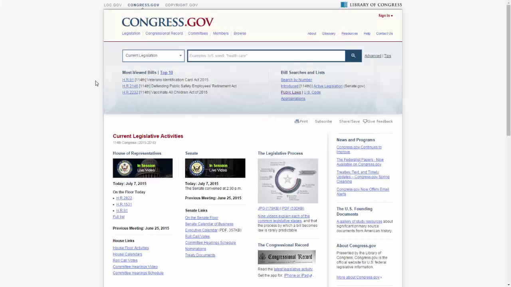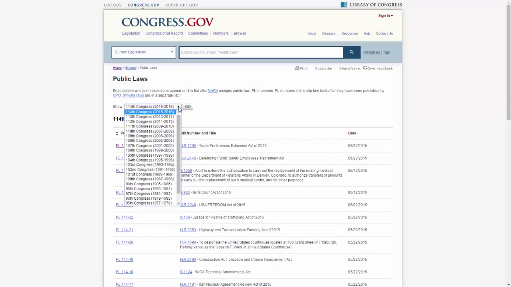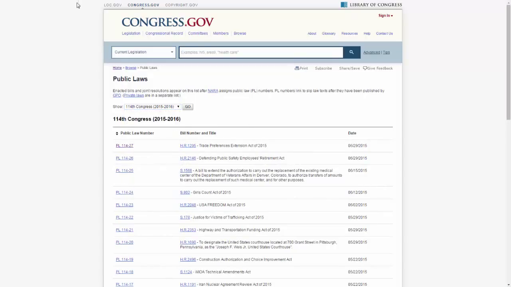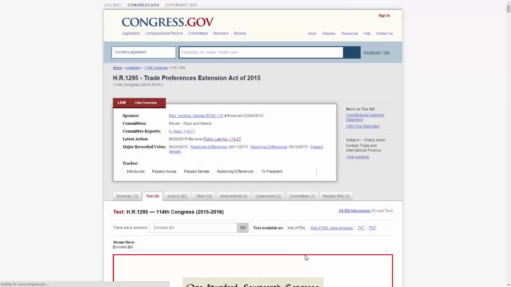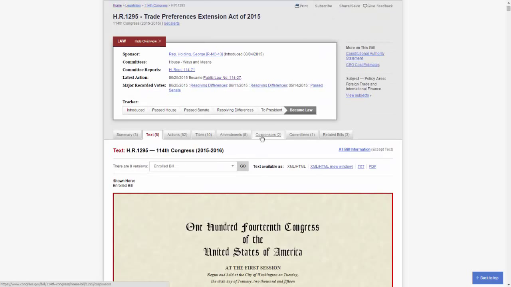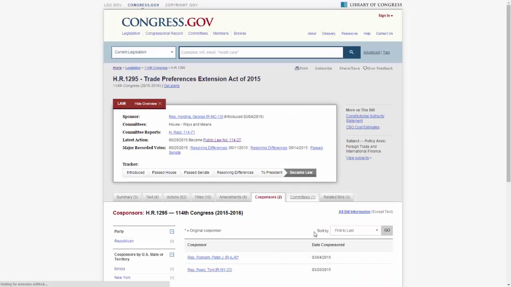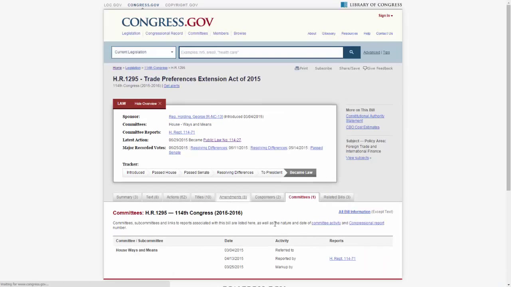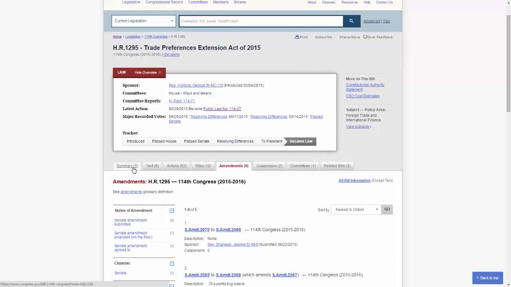Okay, let's jump into congress.gov. Remember, congress.gov is hosted by the Library of Congress, and this is our source of federal legislative materials for fairly recent legislation. You can locate public laws here all the way back to the 93rd Congress, so from 1973 to present. If we click on any of our public laws here, you'll see the legislative text itself, its co-sponsors, the committee to which it was referred, the amendments that were made to the bill, and its summary.